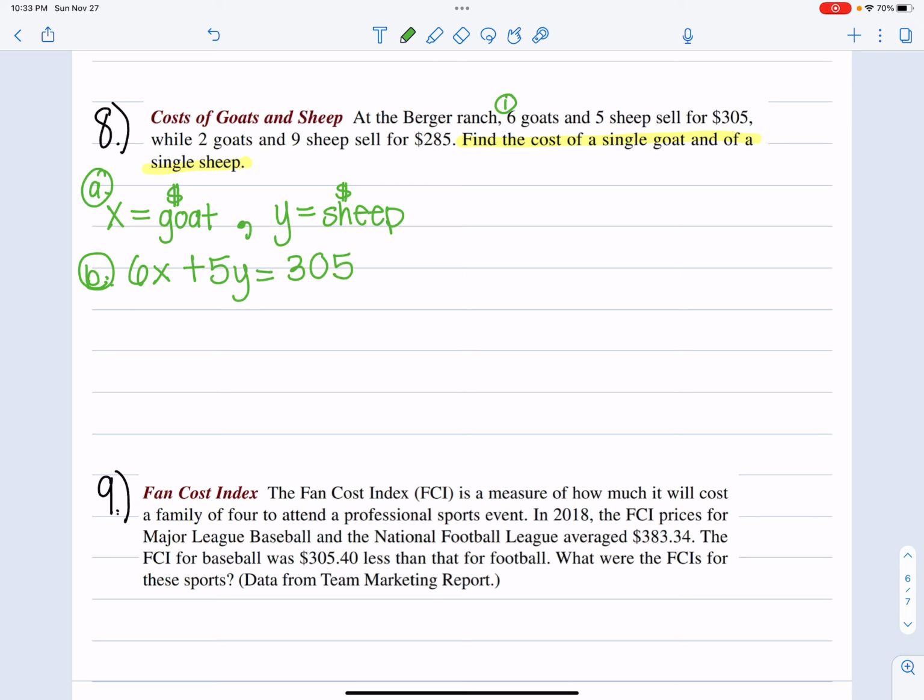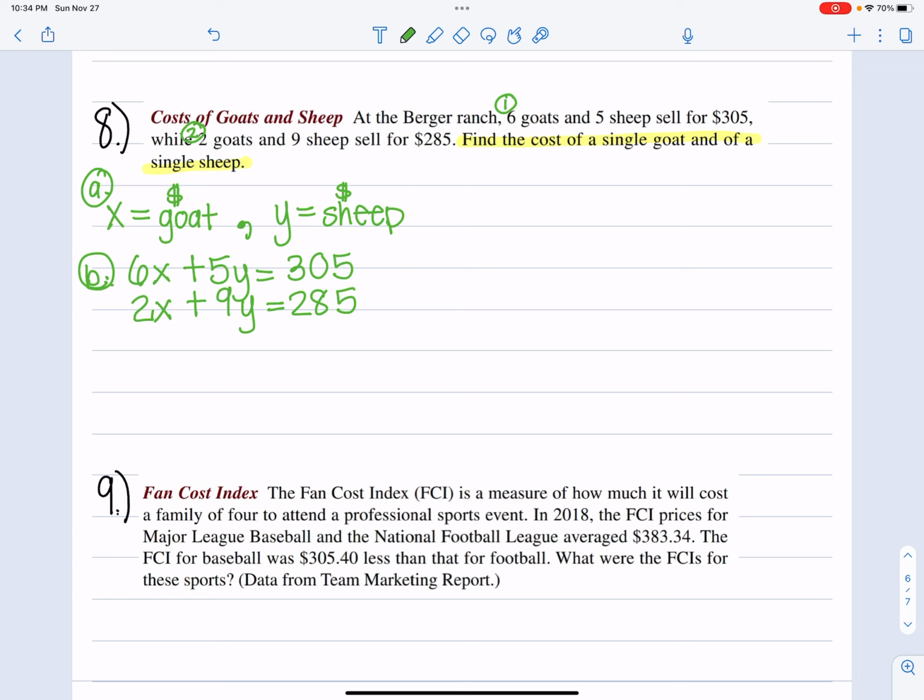Now, my second equation is right here when I'm talking about the 2 goats and the 9 sheep. So we got another scenario where somebody bought 2 goats and 9 sheep. Okay, so we got to write it as 2 goats, which is 2 times x, plus 9 sheep, which is 9y, equals 285. We have our system of equations. Now, you are looking at the system of equations.